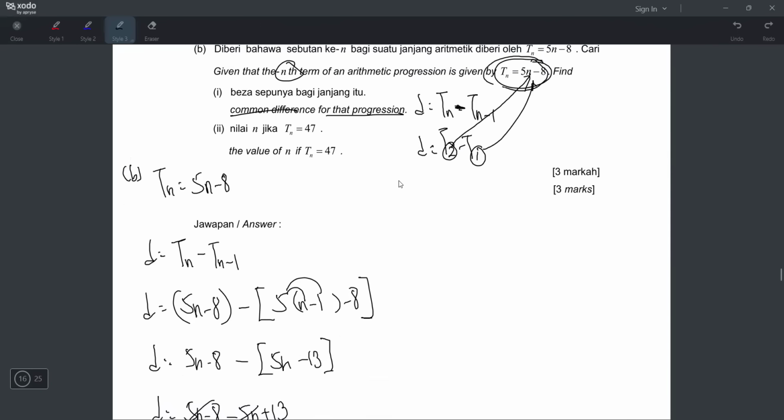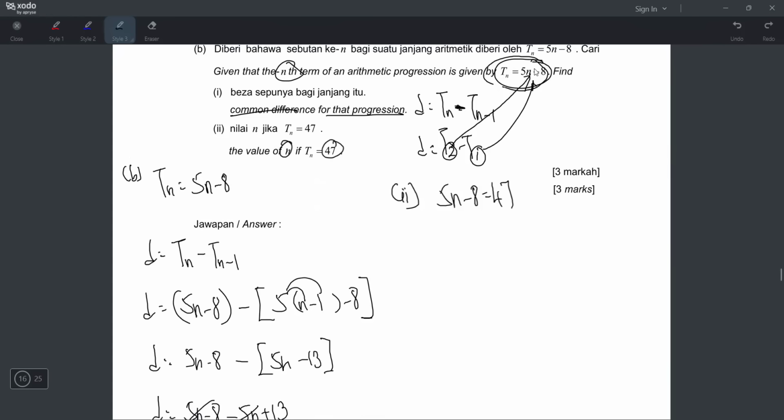Yeah. Okay, second question. Find the value of n if Tn equals 47. Yeah, this one easy lah. Just take the 5n minus 8 equals to 47 lah. That's all. Right? You don't go and ganti n with 47. No. If you ganti n with 47, it means you're finding T47 already. But the 47 is not n. The n kita nak cari. The 47 is the Tn answer.